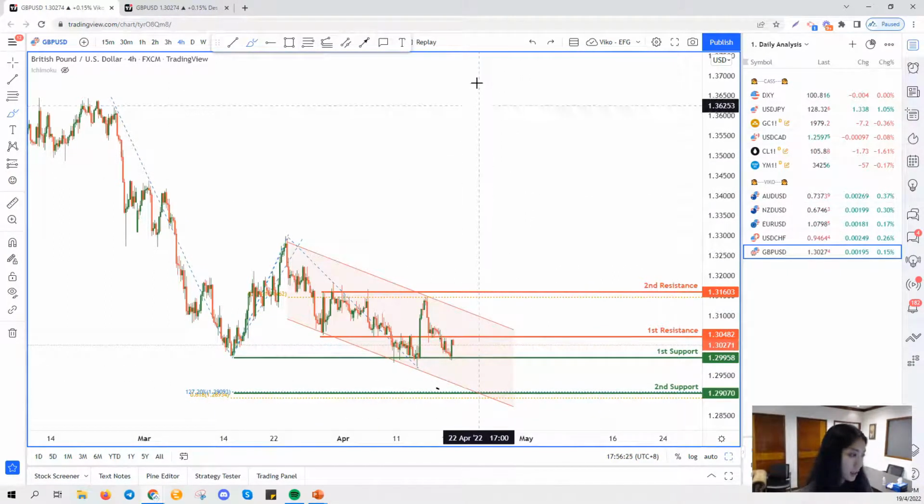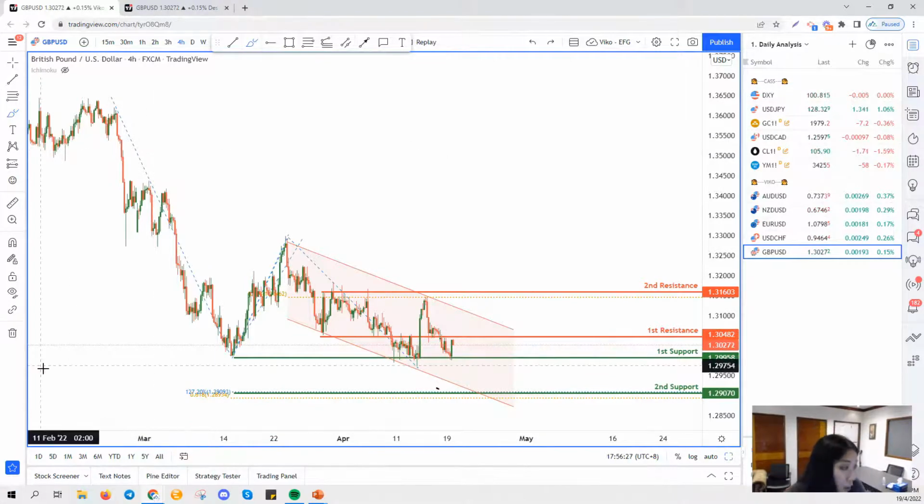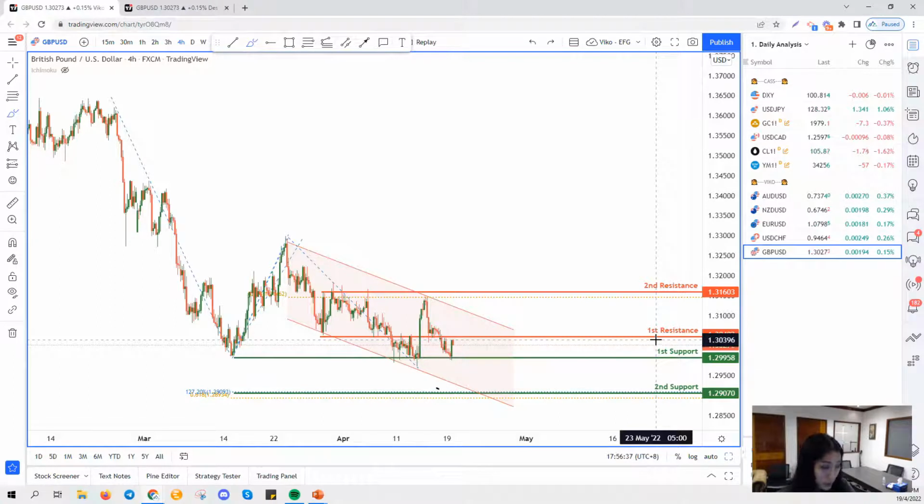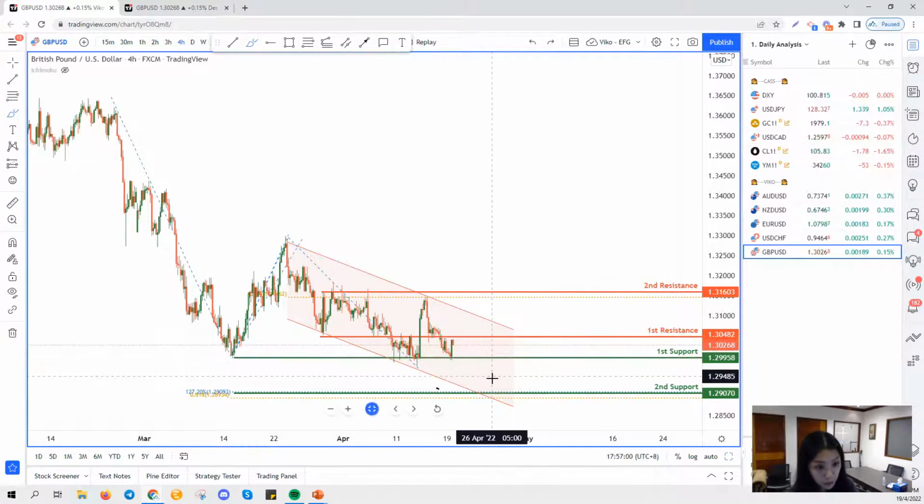My advice here is don't get into this trade first for pound dollar. Wait for confirmation. Wait to see if it touches this first resistance level. If it touches this first resistance level, then you go for a short, because a bearish reversal will occur. Or if not, you wait for it to touch this first support level. If it touches the first support level, it will go for a bounce to the second resistance. So for this area, it's just waiting for confirmation.